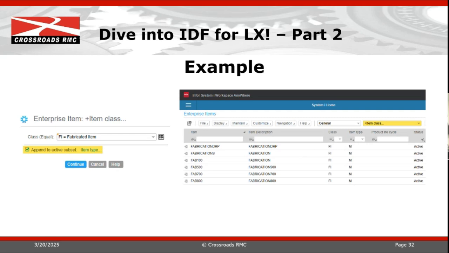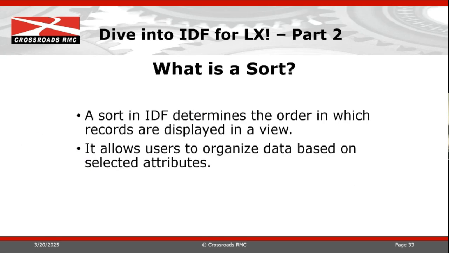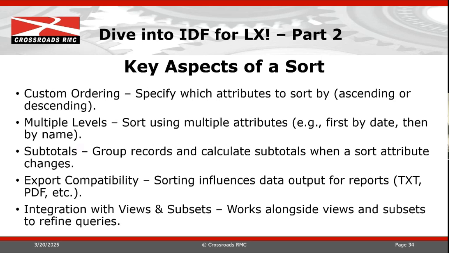Now, sorts are kind of self-explanatory, right? I've got this view, I've got this data in a subset, and now I'd like that subset to be sorted in a particular fashion. So again, it's just kind of what it says on the screen. It sorts the list. So how do I do that, and what are the key aspects? Custom ordering, multi-levels. You can throw subtotals on there to group records and calculate when you sort changes.